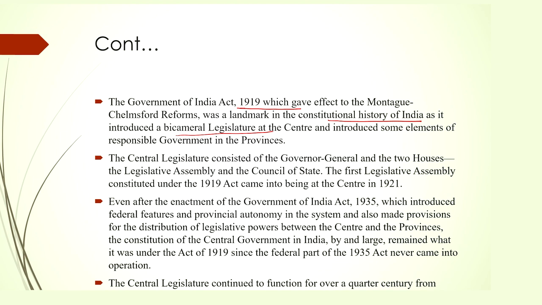The central legislature consisted of the Governor General and the two houses. Because of this Act of 1919, you have a new body coming up, in which the central legislature consisted of the Governor General and two houses, named the Legislative Assembly and the Council of State. If you draw a parallel between these institutions and our modern-day parliamentary system, the Governor General can be replaced by the President, and these two houses, the Legislative Assembly by Lok Sabha and the Council of State by Rajya Sabha.